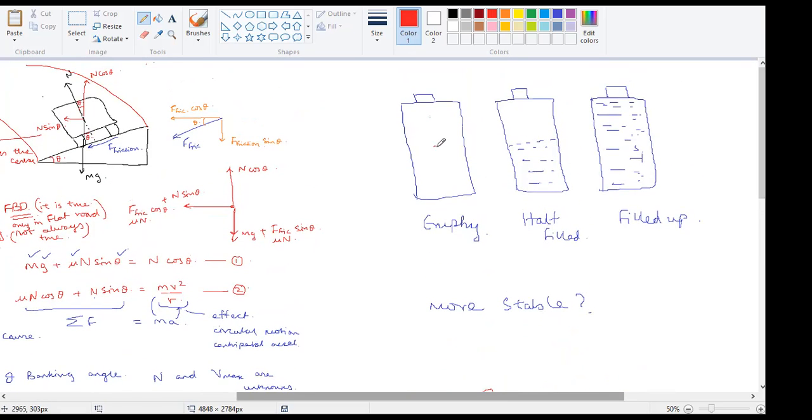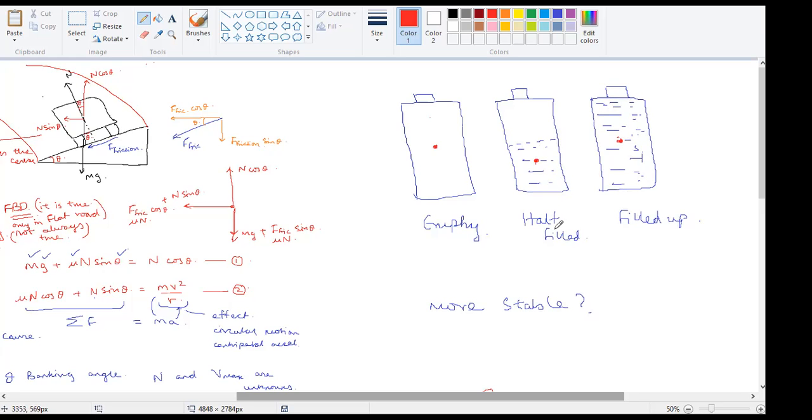So the center of gravity in the empty bottle is here. The center of gravity for the filled up one is also here. Even though this is filled up, the mass is everywhere here, so the center of gravity is going to be somewhere at the center. Whereas here, this is an empty bottle, whereas water is heavier. So the center of gravity will be somewhere here.